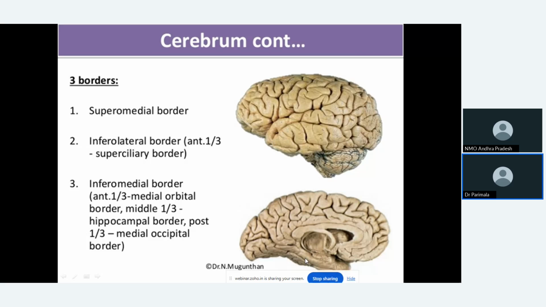At this place, you have the limbic lobe. You are able to see something here: dentate gyrus, hippocampus. This is the limbic lobe. So this border which you are seeing till here is the medial border, which is inferomedial. This is the medial occipital border, this is the hippocampal border and the medial orbital border. And this upper border is the superomedial border. This border and this border are the same.